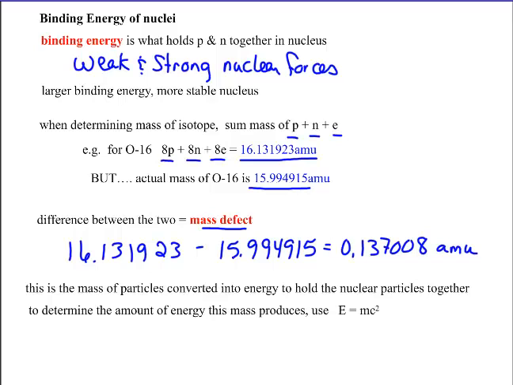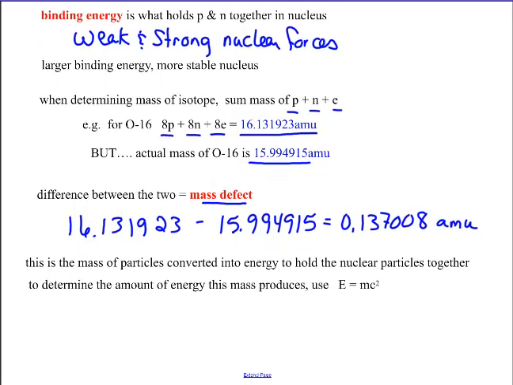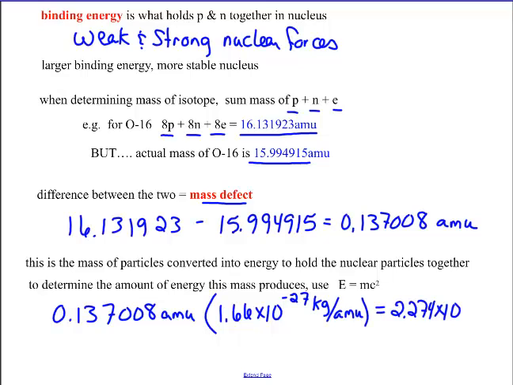So m is the mass defect, but we need to convert it to kilograms. So on your green sheet there is in fact a conversion from AMUs to kilograms. It's 1.66 times 10 to the negative 27 kilograms per AMU. So the mass defect we find is 2.274 times 10 to the negative 28 kilograms. Now we can use this mass.